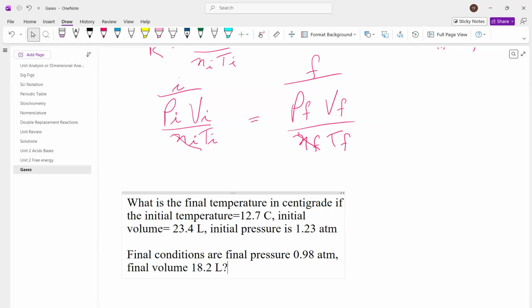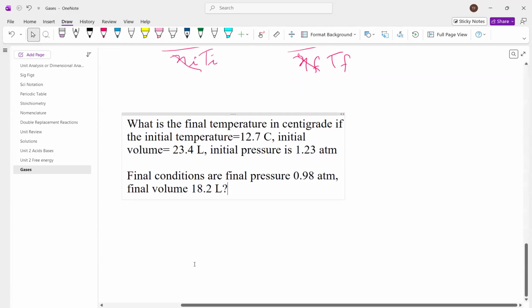Okay. So there's no mention of moles. So we're going to assume it's 1 mole before and after. In other words, no gas leaked out, no gas was introduced. Okay, so we're just going to substitute in and solve for the temperature.